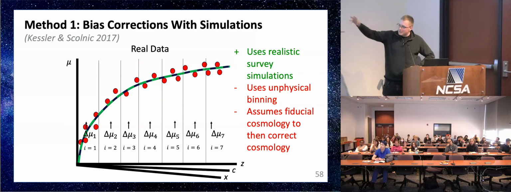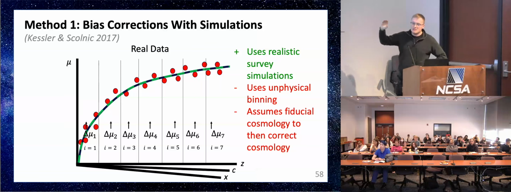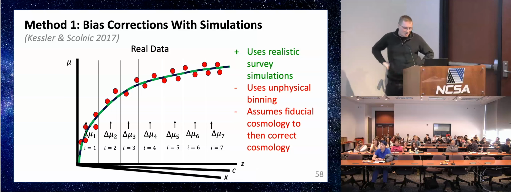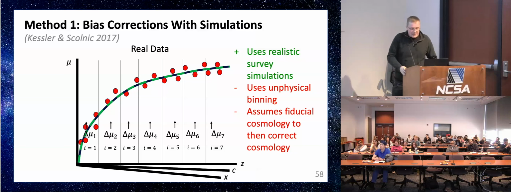Other things about this method, you can do it in higher-order bins in terms of color and stretch. We really like it because so much effort has been put into these simulations. They even have complex factors like the weather to consider. But we're not too sure about it because, although it's all we have, we don't like this unphysical binning, and we'd rather not assume this fiducial cosmology to then predict cosmology.